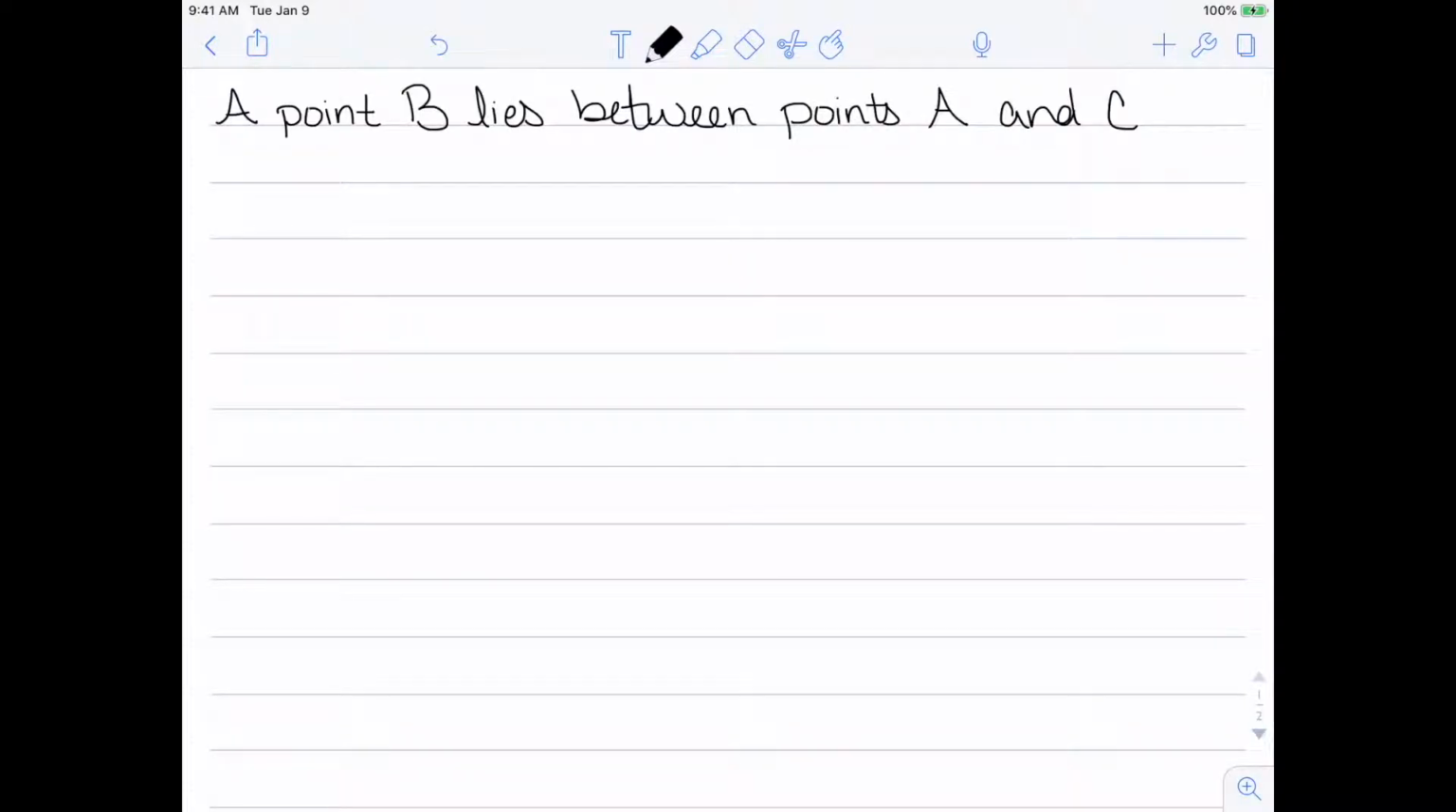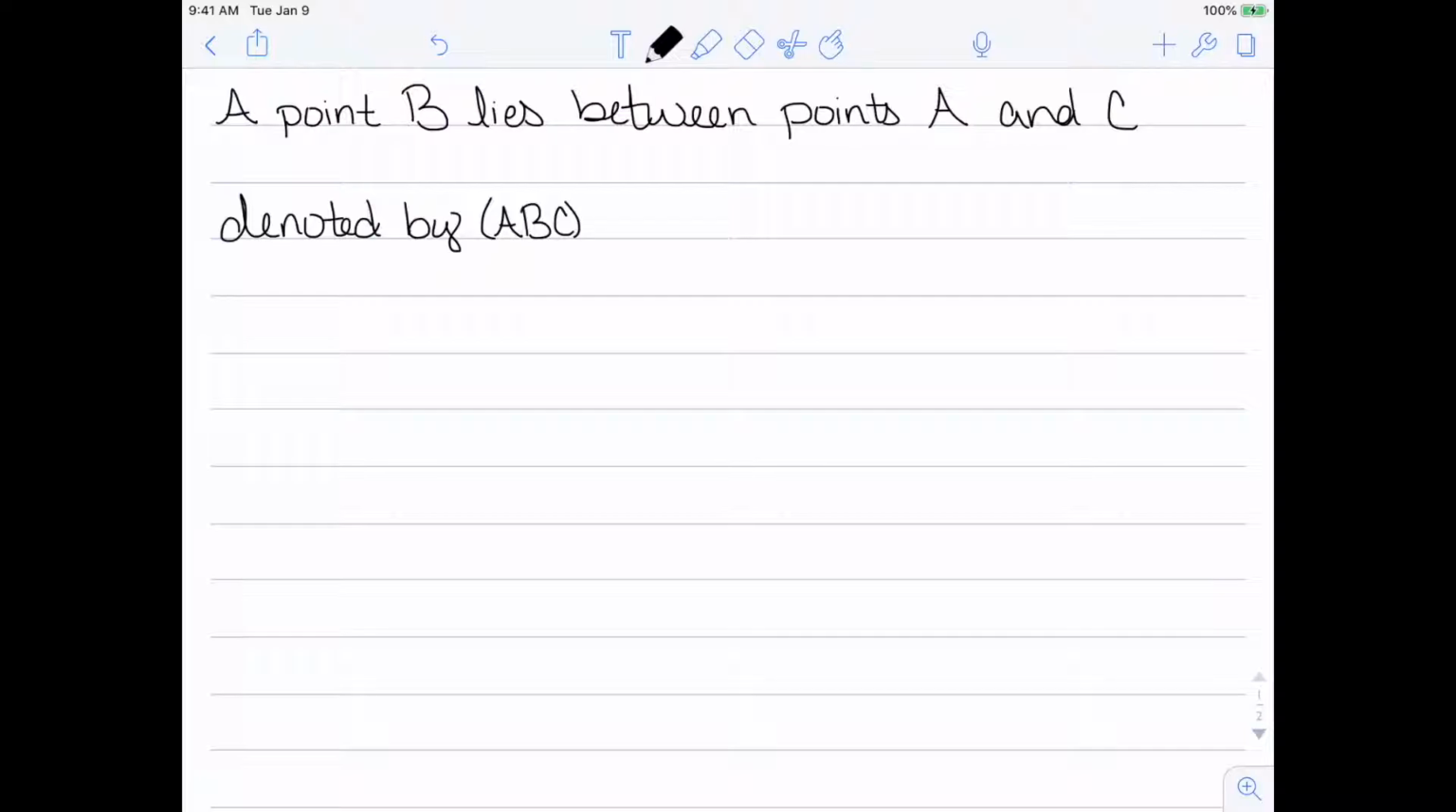Now that we've refined the idea of distance, let's talk about the idea of betweenness. So what does it mean to be between? I want to talk about a point B that lies between points A and C. This is how we denote it: parentheses ABC. And the order is going to be important here, the fact that B lies between A and C, and the fact that B is in the middle.